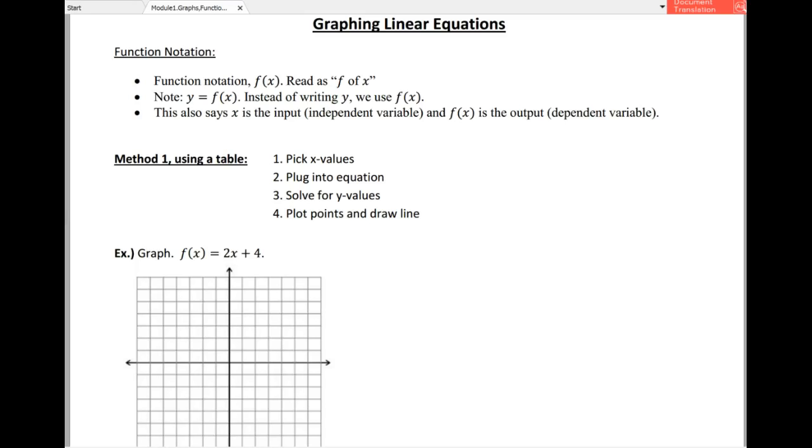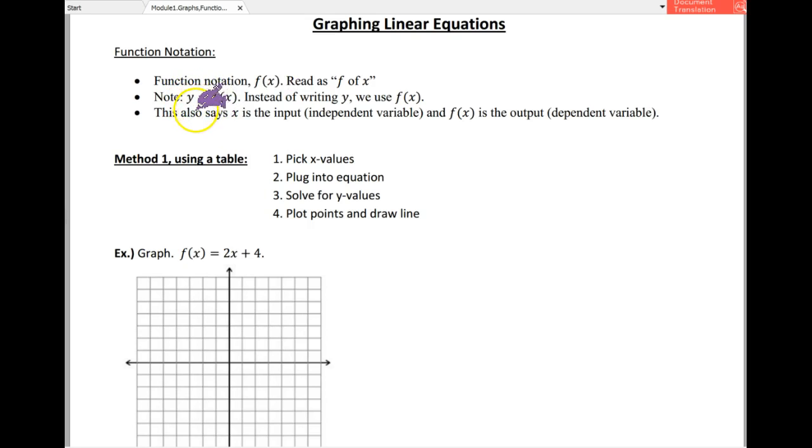In this video, I'm going to talk about two different methods for graphing linear equations. But first, I want to mention something that I noticed on your homework. Sometimes on your homework, we'll see equations that use this notation. This is called function notation. It is read as f of x. It does not mean f times x. It is simply another way of writing y.